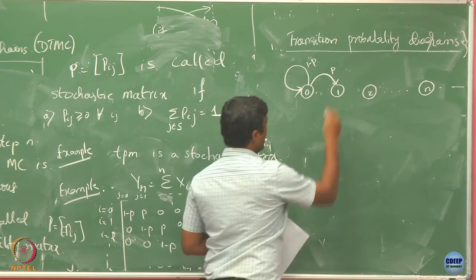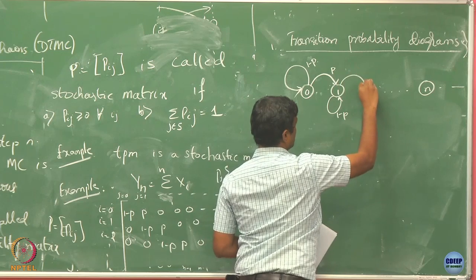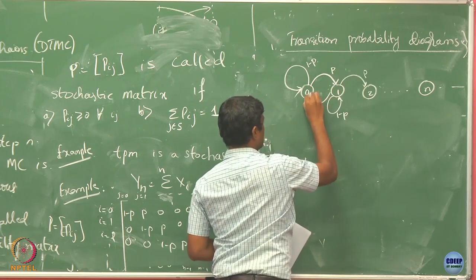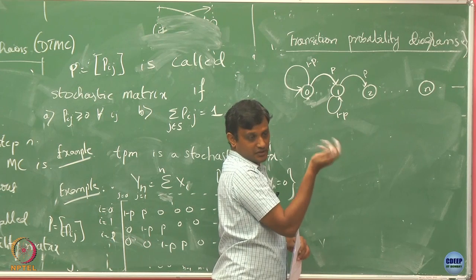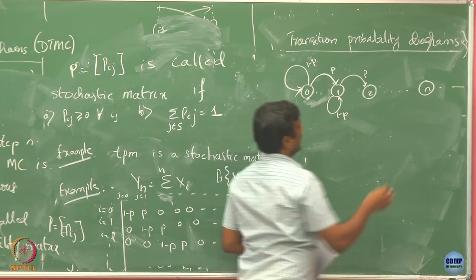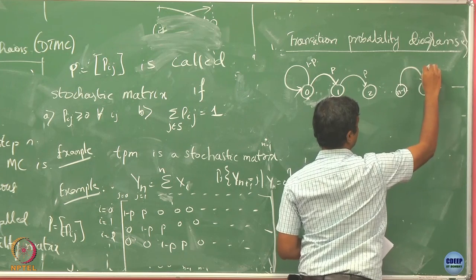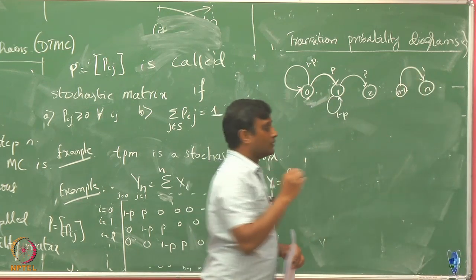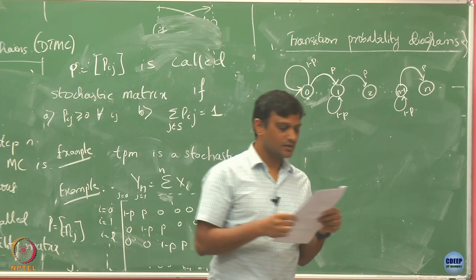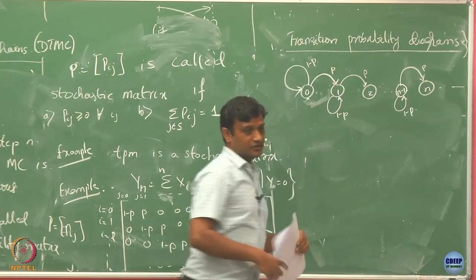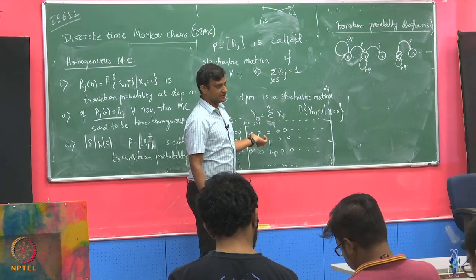Okay? And now what is the probability that 1 remains 1? And that it goes to 2? P. And what is this probability? 0. So you can write it and say 0, or if it is 0, you can ignore that link. And suppose I take some state n, what is n going to n? And what is this? Like that you can show this. So you can see that this transition probability diagram has the same information as this transition probability matrix here.